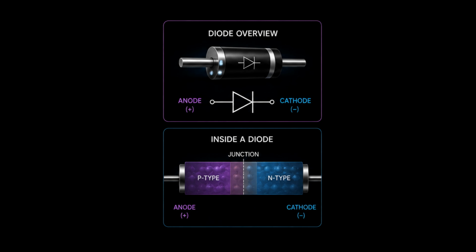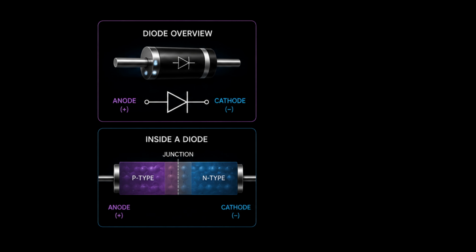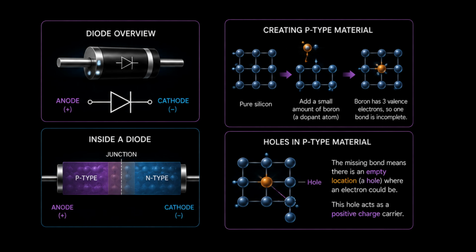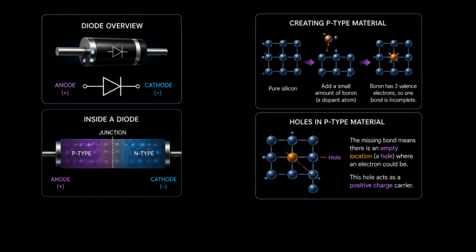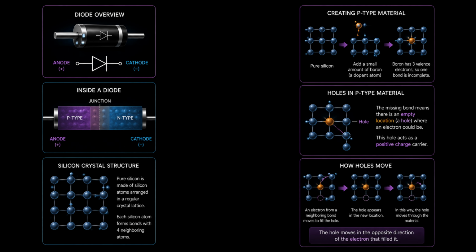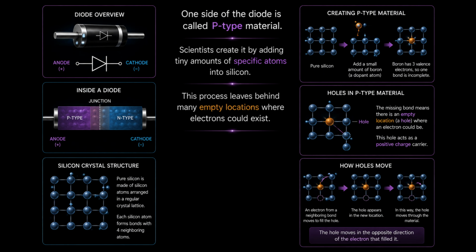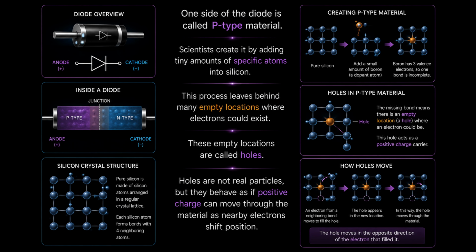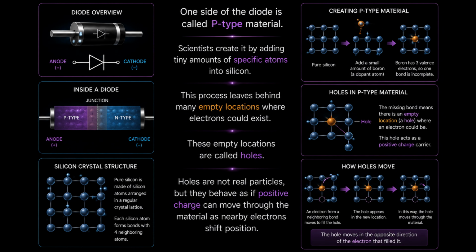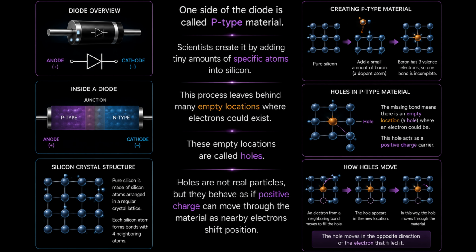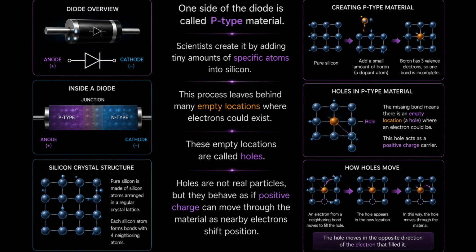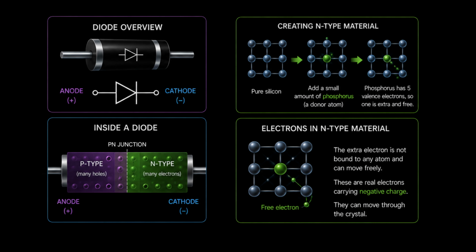One side of the diode is called p-type material. Scientists create it by adding tiny amounts of specific atoms into silicon. This process leaves behind many empty locations where electrons could exist. These empty locations are called holes. Holes are not real particles, but they behave as if positive charge can move through the material as nearby electrons shift position. The other side becomes n-type material.